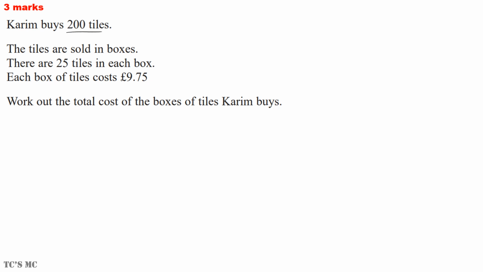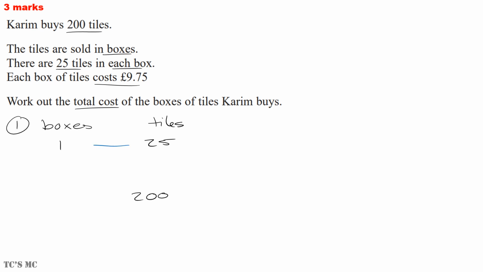Kareem buys 200 tiles. The tiles are sold in boxes. There are 25 tiles in each box. Each box of tiles costs £9.75. Work out the total cost of the boxes of tiles Kareem buys. Step 1, we need to work out the number of boxes Kareem needs. We have boxes and we have tiles. One box contains 25 tiles. Kareem is buying 200 tiles.